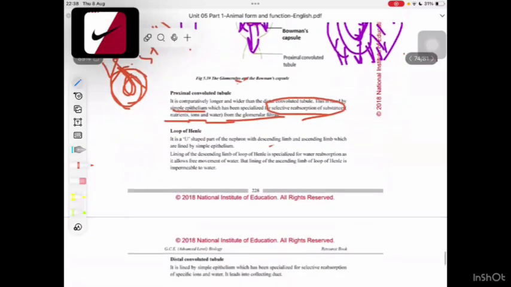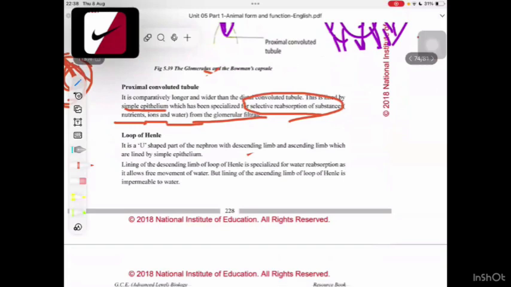Loop of Henle. Now, what is this loop of Henle? It is the U-shaped part of the nephron with a descending limb and an ascending limb, lined by simple epithelium. Here also lined by simple epithelium, and here also. So if someone asks you the definition of the loop of Henle, you can easily explain, even without memorizing. It is a U-shaped part of the nephron with a descending limb and an ascending limb, lined by simple epithelium, right?